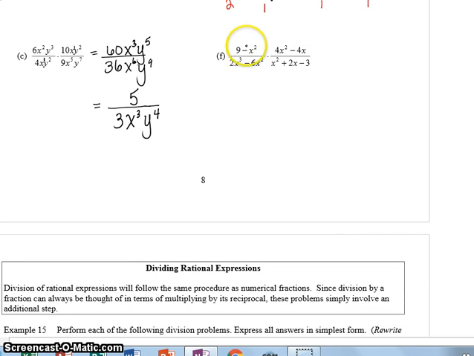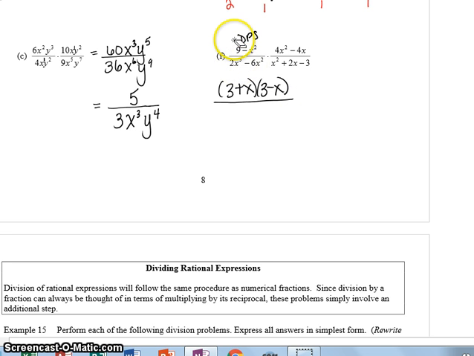Okay, part F. Be careful with this DPS. You have to keep it in the order. It's 3 plus x times 3 minus x. If you wrote these reversed as x minus 3 and x plus 3, you're going to get that wrong. That is not the same thing.